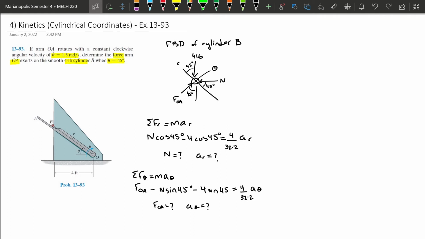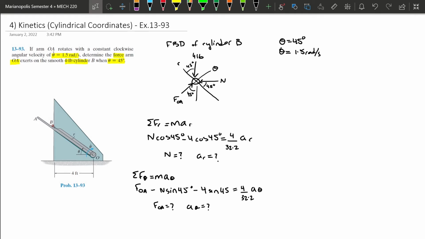That's not good. So we have to look at our cylindrical coordinates because we're told that theta is 45 degrees. We know theta dot is 1.5 radians per second. So we have theta equals 45 degrees, theta dot equals 1.5, and taking the derivative, theta dot is a constant, so theta double dot is just going to be 0.